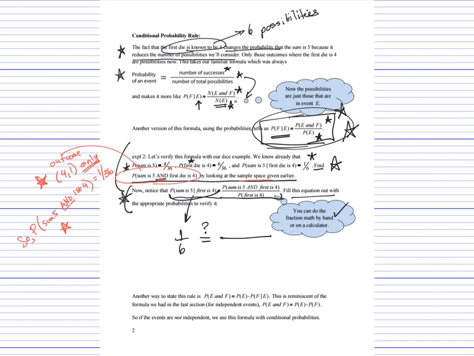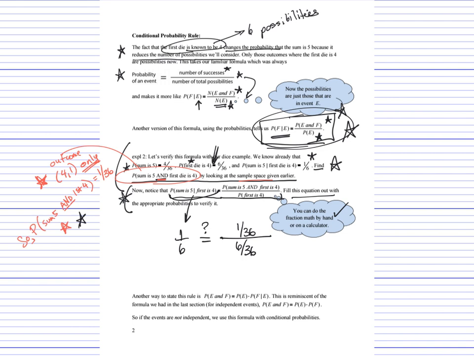Let's see. It should be equal to the probability that the sum is 5 and the first is 4. Well, that was 1 out of 36 that I just calculated over there in red, divided by the probability that the first is a 4. And again, that was up here. And you'll remember that was 6 over 36. I'm going to go ahead and write it that way.